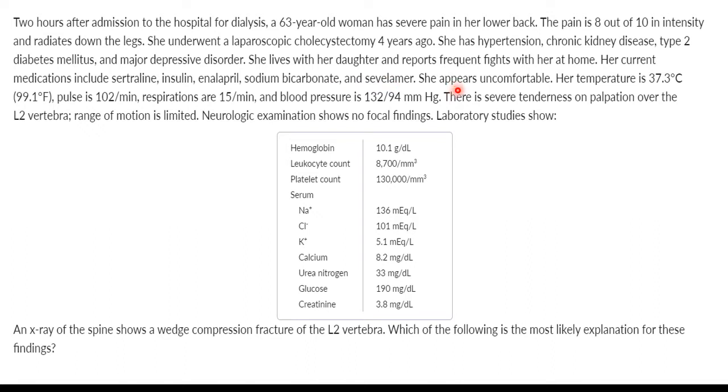She appears uncomfortable. Her temperature is 37.3 degrees Celsius and normal. Pulse is 102 per minute, a bit high, but still I would say normal. Respirations 15 per minute, and blood pressure 132/94. So a bit borderline heart rate and blood pressure, but relatively normal.